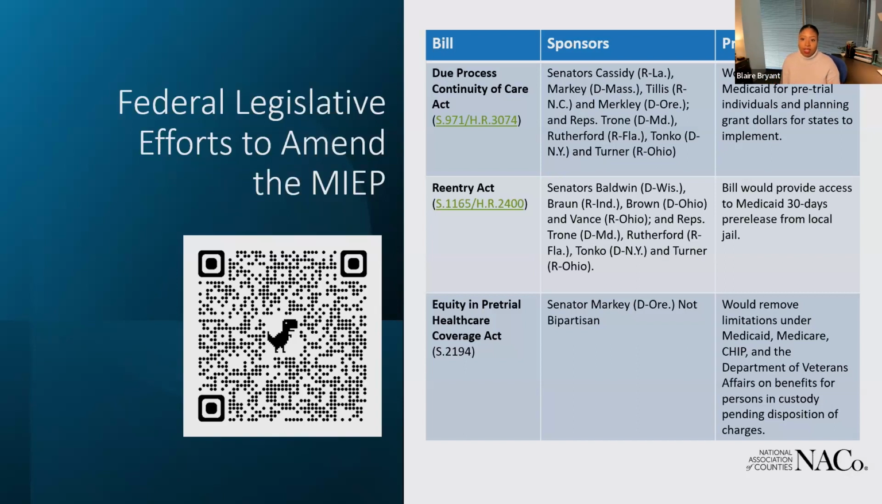I will say that the Reentry Act does not have as much bipartisan support, unfortunately, as Due Process Continuity of Care. With Due Process Continuity of Care, we really can make the case that this is a constitutional violation of rights, that an individual who hasn't been convicted of a crime is essentially penalized through the removal of their health benefits. But with the Reentry Act, we're talking about justice-involved individuals who've been convicted of a crime and are coming back into their community. Unfortunately, it's sad to say that there's less empathy for an individual who has served time than for an individual who hasn't been convicted of a crime, but that's the state of where we are.